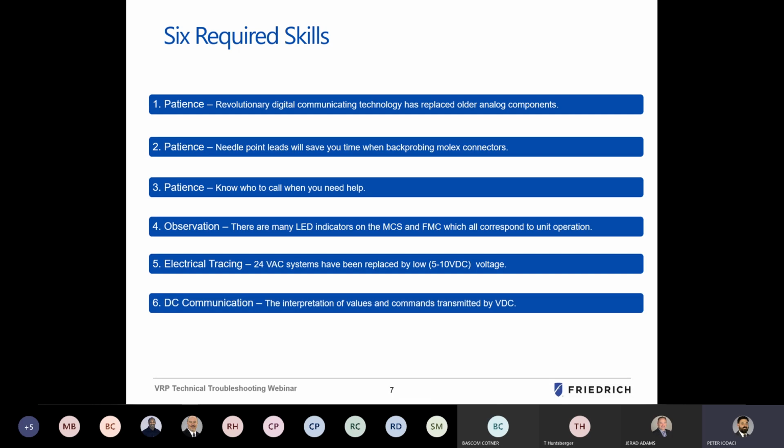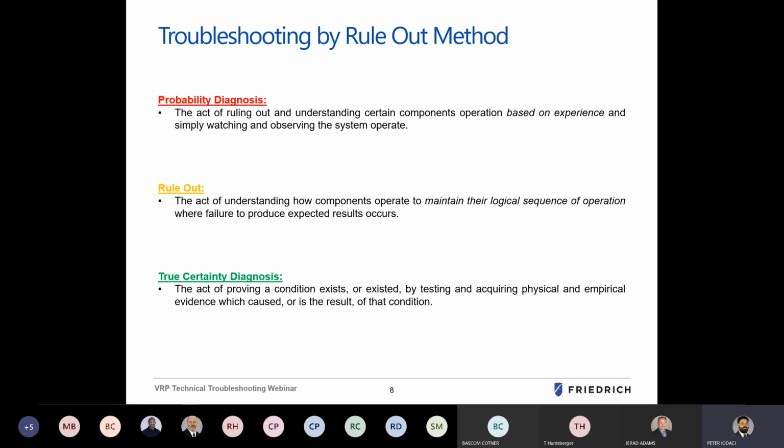And then lastly, the sixth skill is the DC communication. So DC communication is now becoming very prominent inside the HVAC industry, and we need to understand how the DC voltage is interpreted into values, and about how those values correspond to the VRP's logic and how it makes it respond. So the troubleshooting method we use at Friedrich Air Conditioning is simply called the rule-out method.